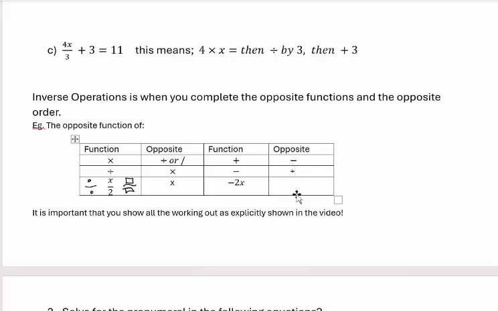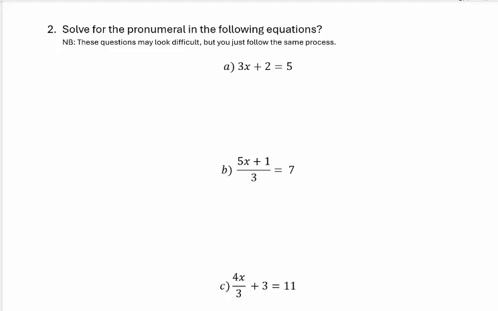That would be addition. Now, this here means -2 times x. So the opposite to multiplying by -2 would be dividing by -2. And that will get rid of it. Remember, a negative divided by a negative is a positive. So it's important that you show all working out as explicitly shown in the video for us to be able to solve equations. So let's begin.